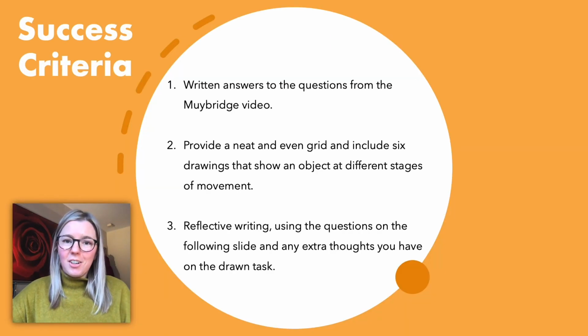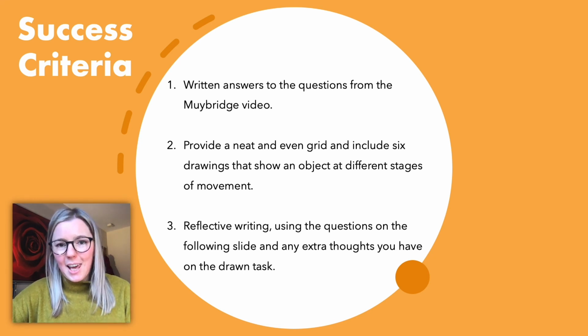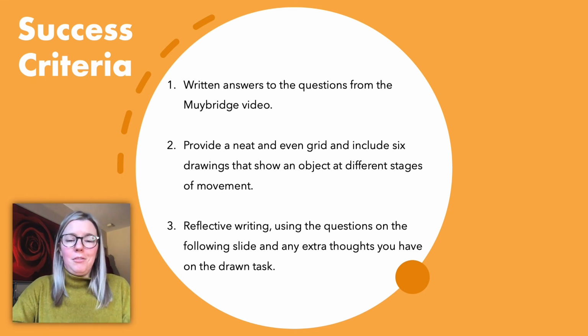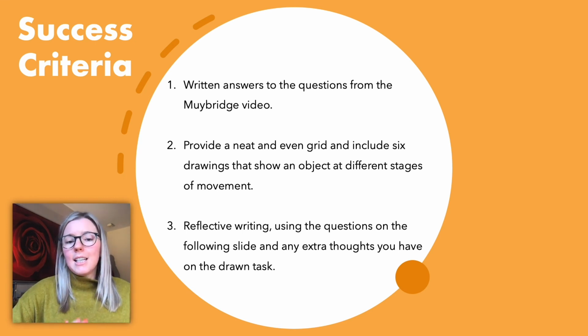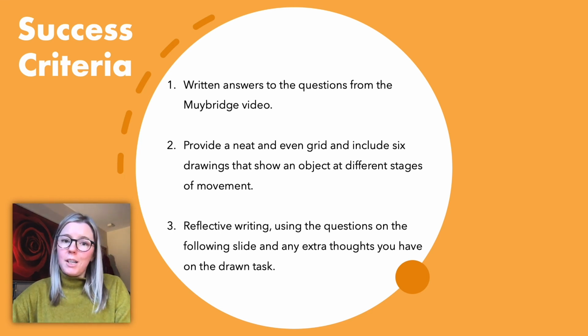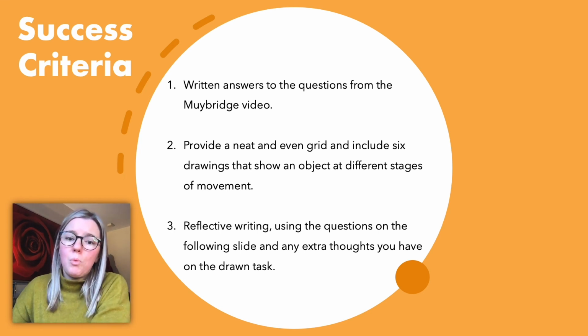Please use the success criteria as a sort of checklist to help you make sure you've got everything you need for today's lesson. First off, I'm looking for those written answers from the Muybridge video. Then I want your drawing task, which should include a neat, even grid, including 6 drawings that show an object at different stages of movement. And lastly, I am looking for some reflective writing. You can use the questions on the next slide to help guide that process, and also include any extra thoughts you've got on your drawing task.